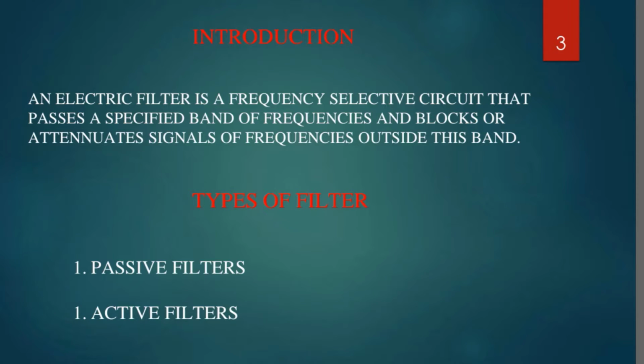First we need to give the introduction to the filters. An electric filter is a frequency selective circuit that passes a specified band of frequencies and blocks or attenuates signals of frequencies outside this band. Otherwise, we can define a filter as a circuit capable of passing certain frequencies while attenuating other frequencies. Thus, a filter can extract important frequencies from signals that also contain undesirable or irrelevant frequencies.